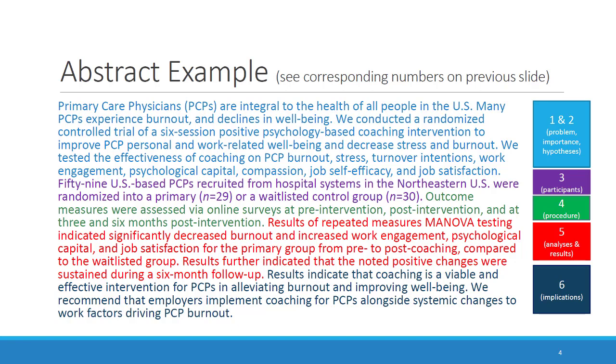So you can see that the lighter blue is 1 and 2, which is the problem, importance, and hypotheses. Number 3 is in purple, and that's your participants. Number 4 is green, and that's the procedure. Number 5 is the analyses and results in red. And number 6 in dark blue is the implications. So let's take a closer look.